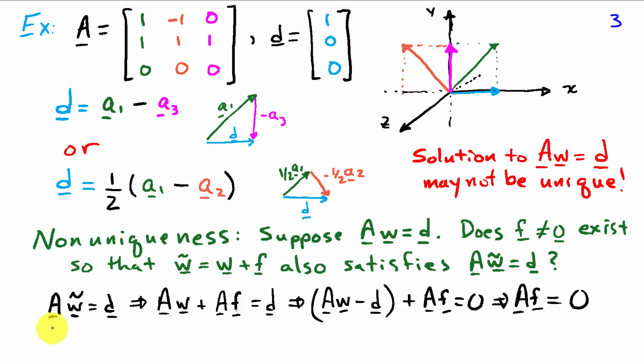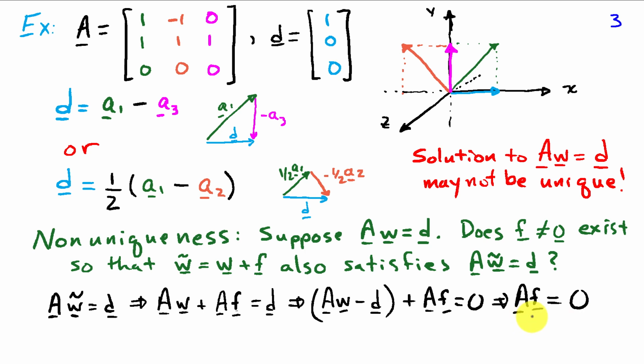But what does this imply? Well, if A w tilde equals d, this implies that Aw plus Af is equal to d. Now we can subtract d from both sides of this equation, and I'm going to group that with Aw. So I have Aw minus d plus Af equal to 0. Well, since Aw is already equal to d, this term goes to 0, and we see that this condition of non-uniqueness implies that A times f is equal to 0.